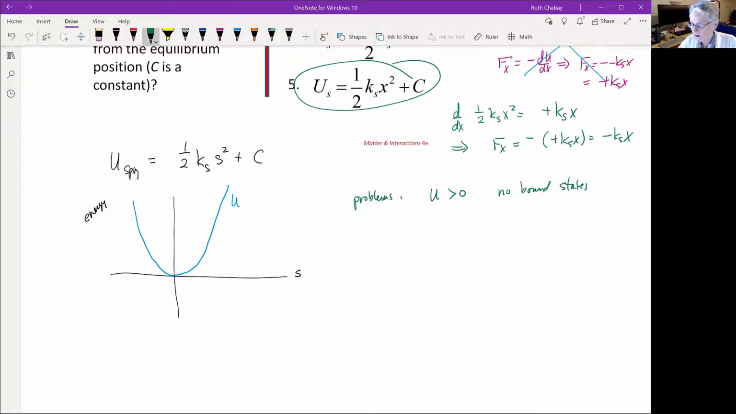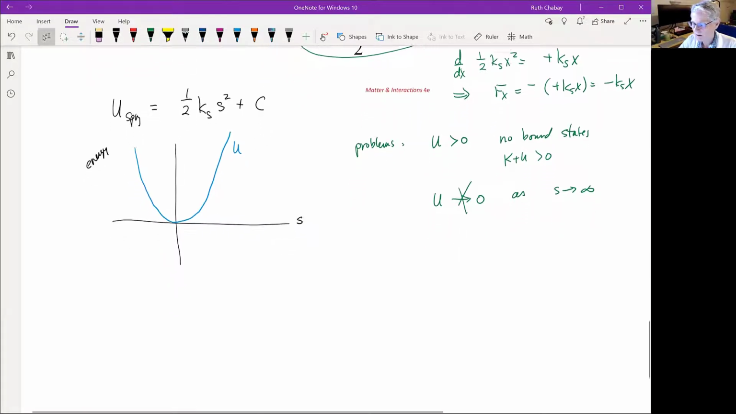because K plus U is always greater than 0, and that can't be right because this mass spring oscillator is obviously bound. The mass isn't getting away from the spring. And U doesn't go to 0 as separation goes to infinity. So this is some sort of weird ideal spring.